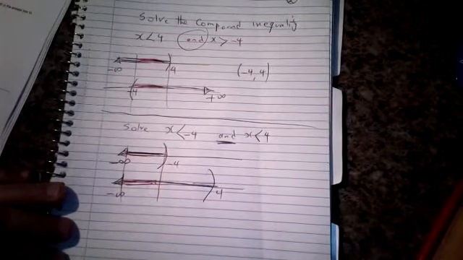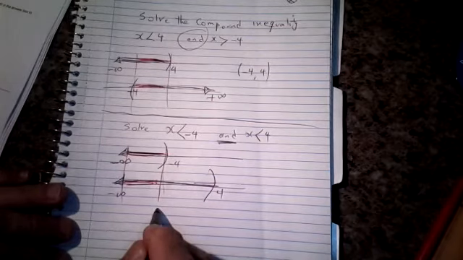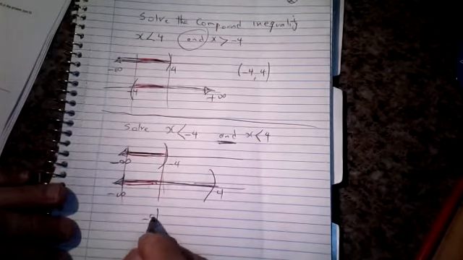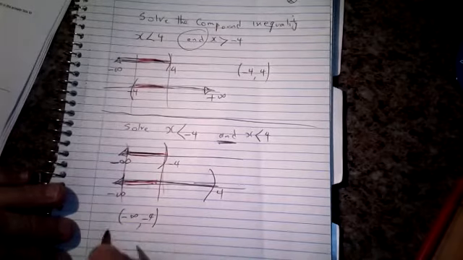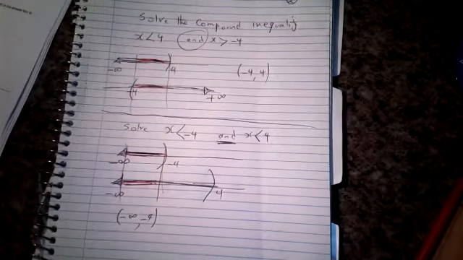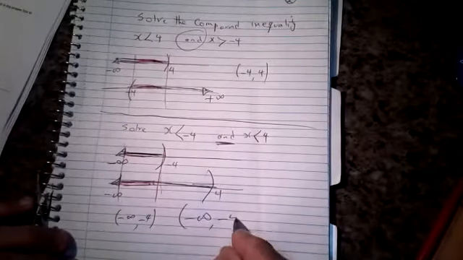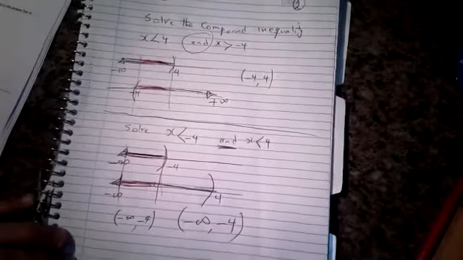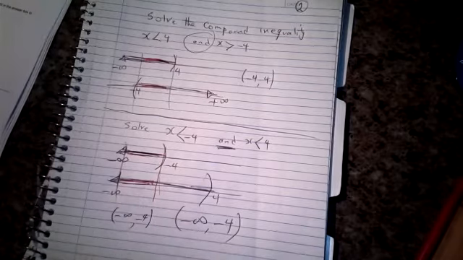So one end is -4, and what's the other end? Negative infinity. That's how you put the answers. So the answer is negative infinity to -4. That's your solution set. They both have this section in common.